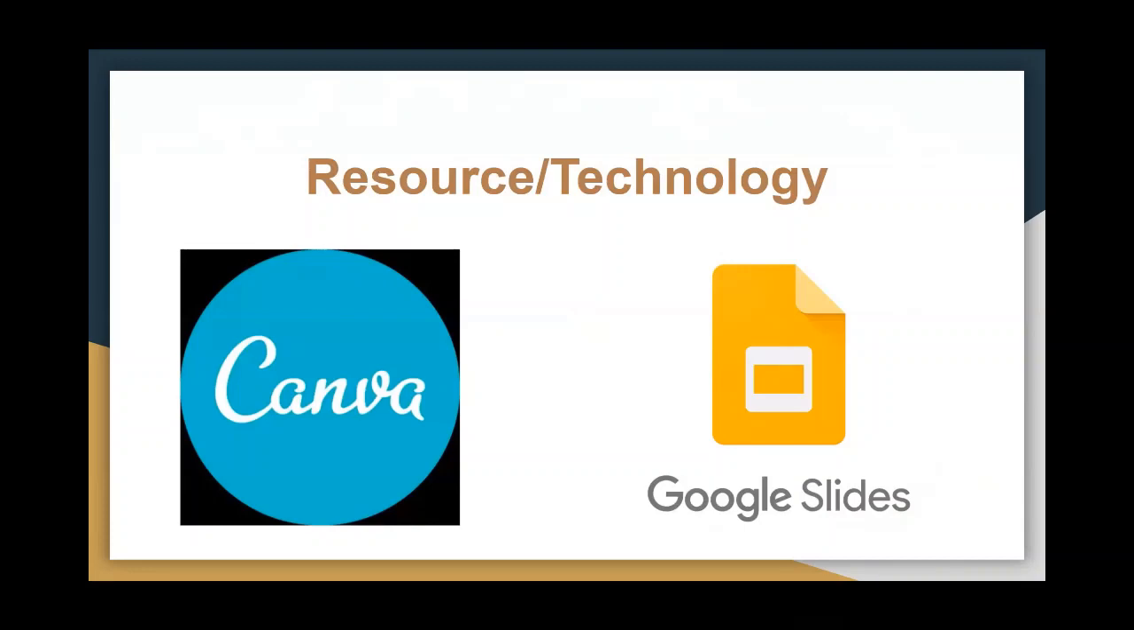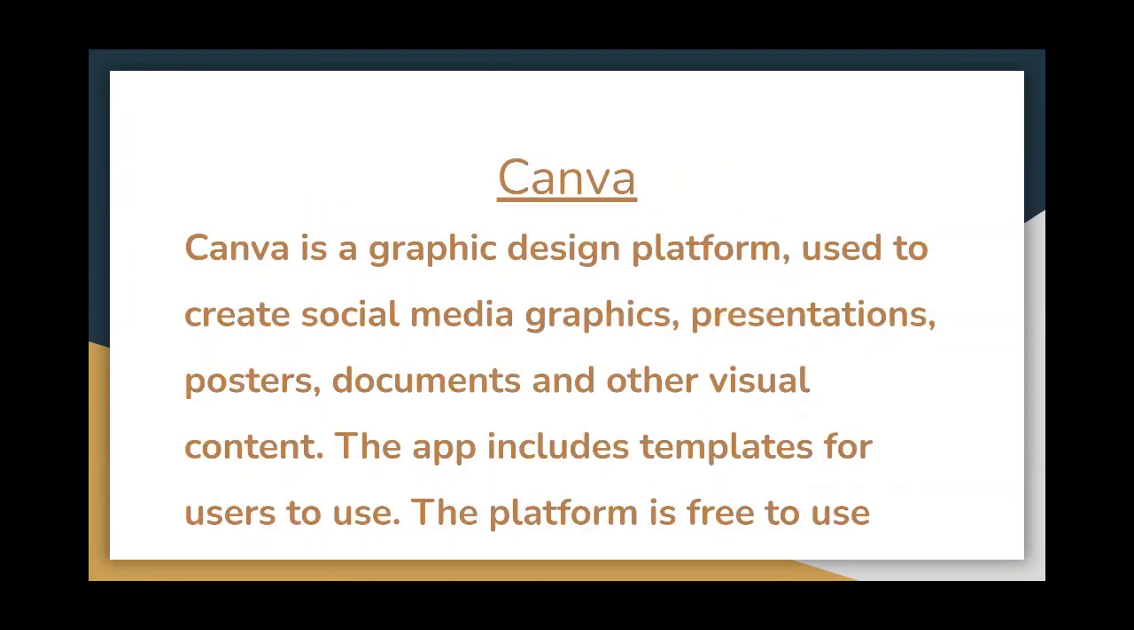There are two platforms, resources, which I will be sharing with you today. They are the online platform Canva and also Google Slides, which we will integrate into this lesson. So what is Canva? Canva is a graphic design platform. It's used to create social media graphics, presentations, posters, documents, and other virtual content. The app includes templates for users to use. The platform is free to use.